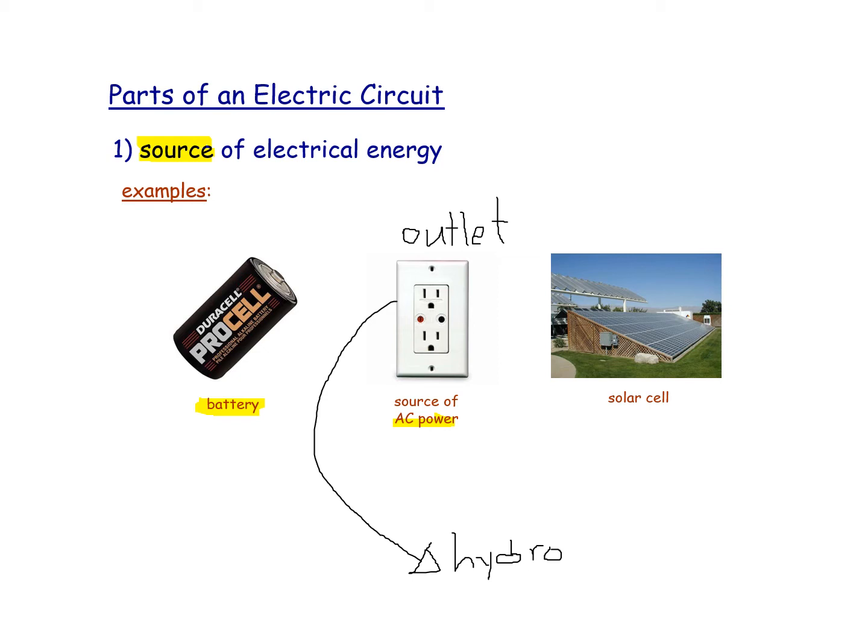So you can get it from the battery. You can get it from the outlet. And then sometimes you can get it from the sunshine or the light. They call them solar. Solar means sun.